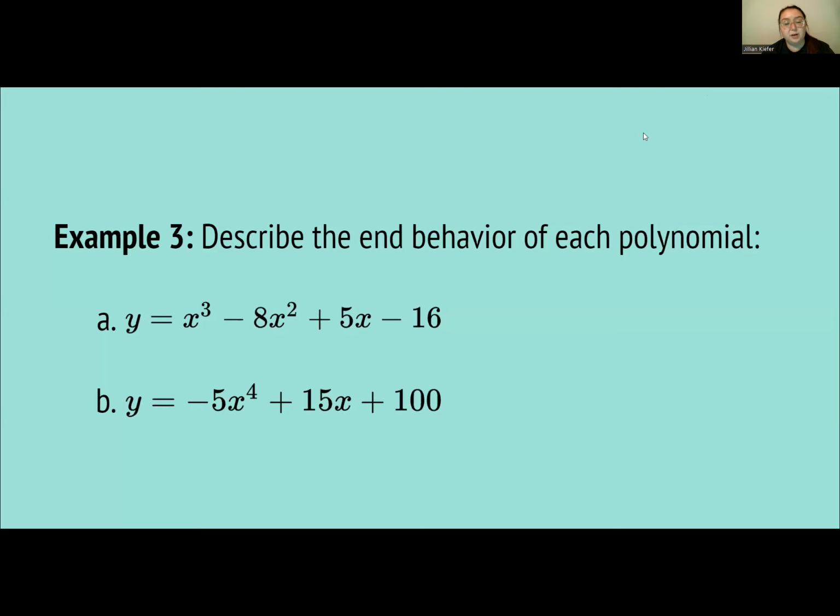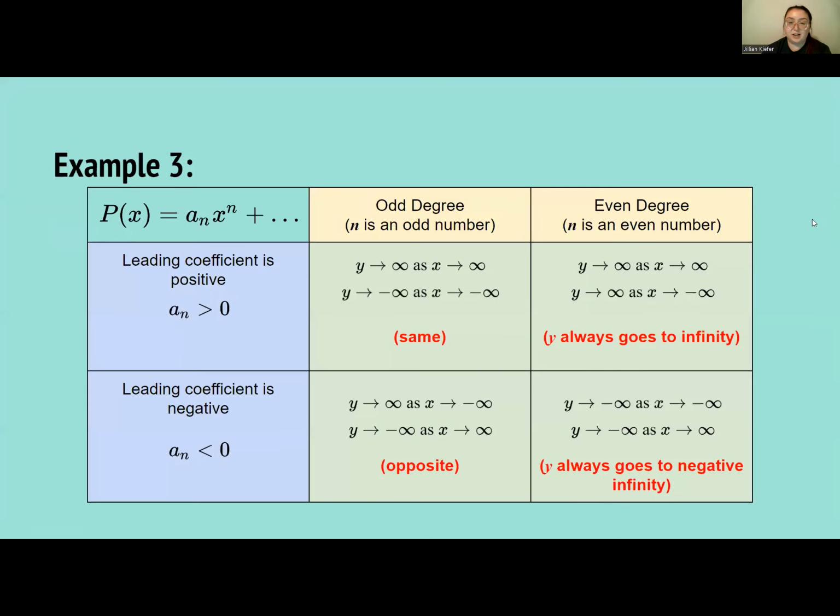All right, example 3, we want to describe the end behavior of each polynomial. Part A is y is equal to x cubed minus 8x squared plus 5x minus 16. And B, we have y is equal to negative 5x to the power of 4 plus 15x plus 100. So when you want to find end behavior, it's really helpful to have that chart that we looked at in section 3.2. This is the chart if you forget it.